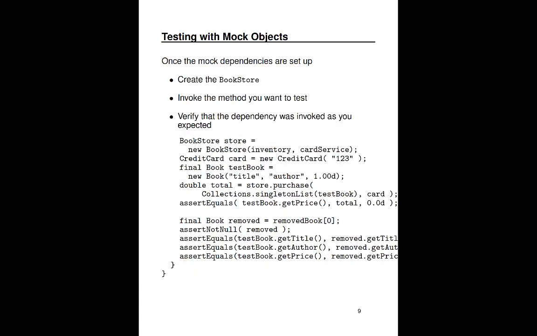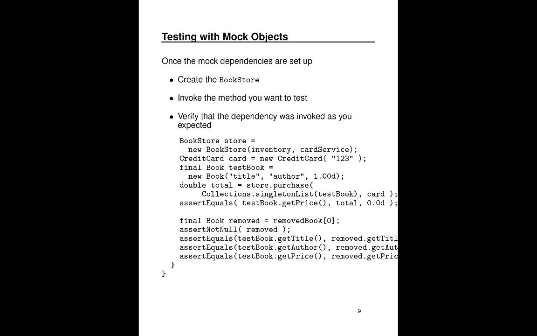So we've created those two mock objects to provide the functionality that we want from our book inventory and our credit card service. And now we're going to use them in the test code. So we'll create a bookstore object that uses that mock inventory and that mock card service, and then we'll interact with it. We'll create a credit card, we'll create a book, we will then invoke the purchase method on the bookstore. Now this is the code that's under test. We'll send it the book and we'll send it the card.